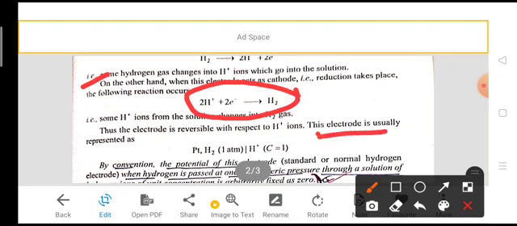This electrode is usually represented as platinum, H2 gas at 1 atmospheric pressure, separated by the vertical line, H plus ions at 1 molar concentration.